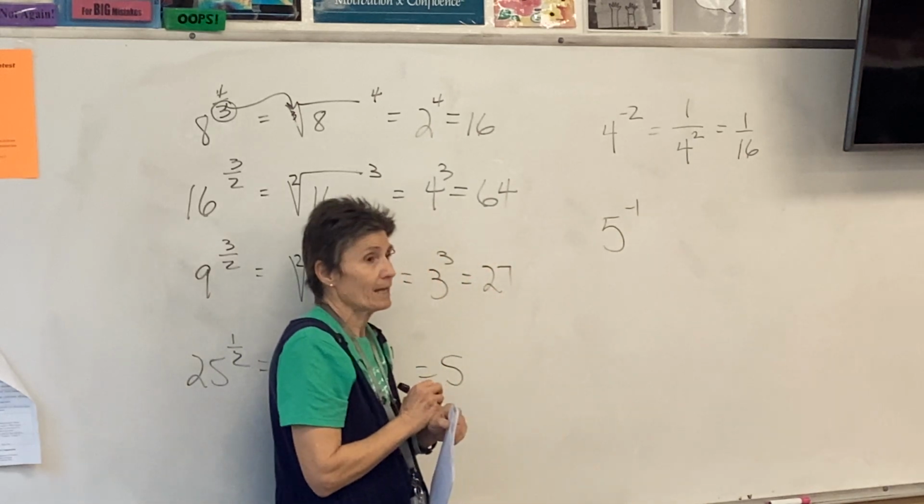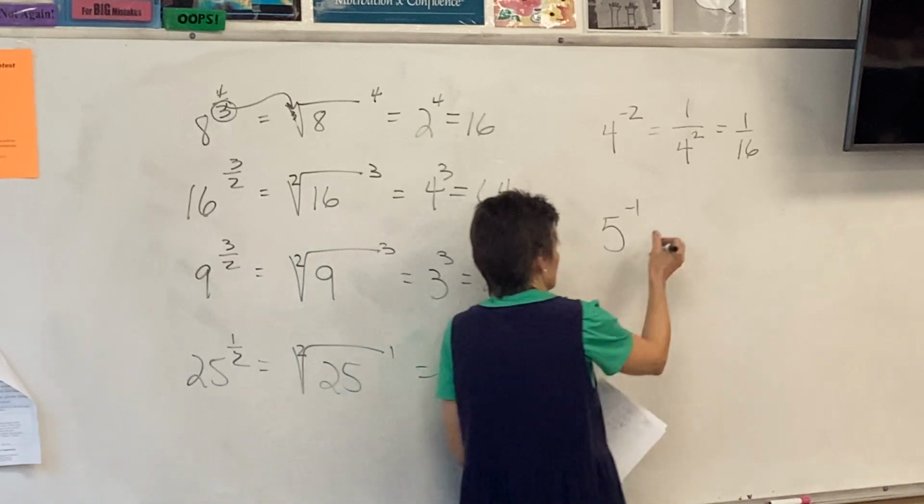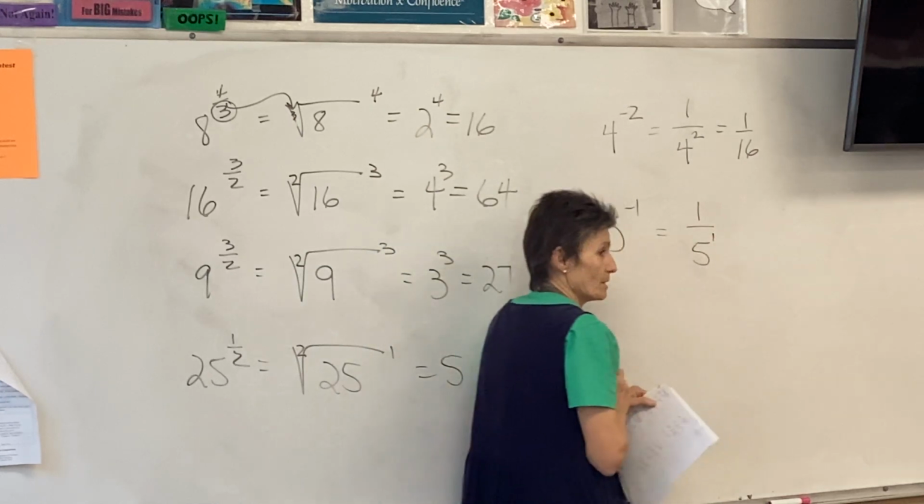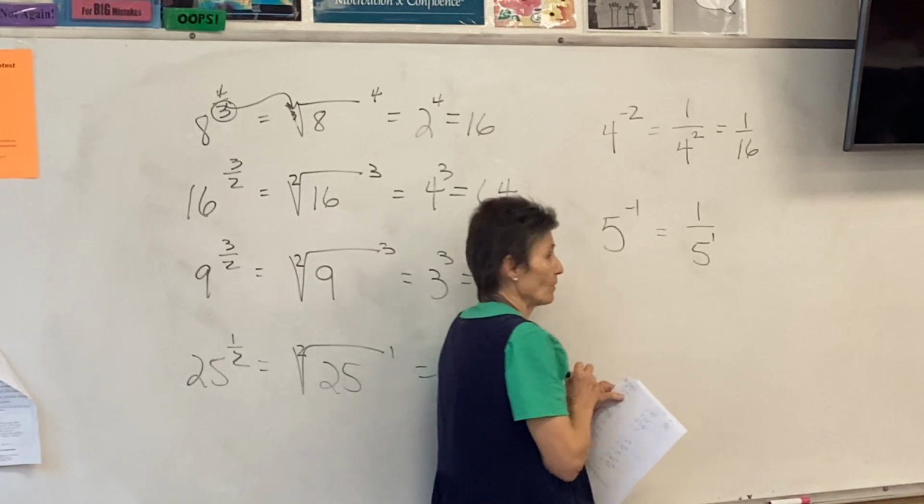Five to the negative first. 1 over 5 to the first, which is 1 over 5.